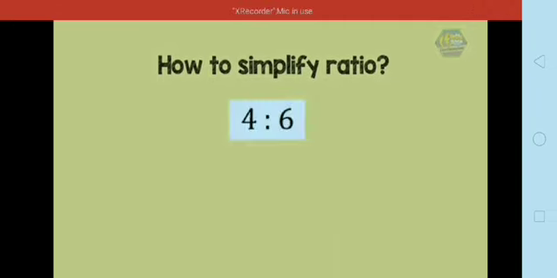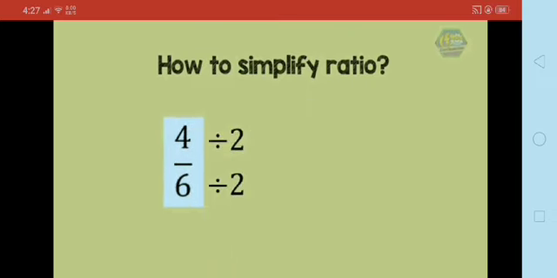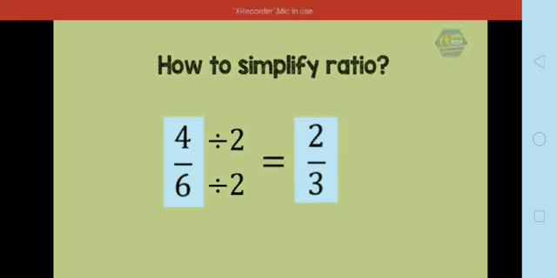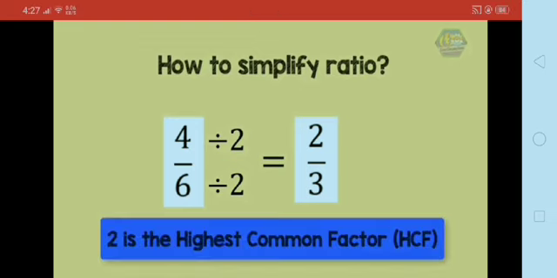So if you have a ratio of 4:6, we can also write it as 4 divided by 6. So how to simplify this ratio? 4 and 6 are both divisible by 2. So if we divide both the numerator and denominator by 2, we get 2/3. And 2/3 doesn't have a common factor, therefore the simplest form of the ratio 4:6 will be 2:3, or 2/3. The 2 there is the highest common factor, or HCF, of 4 and 6.